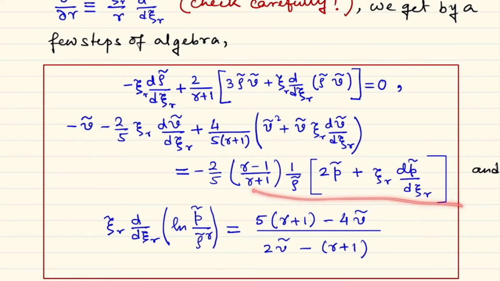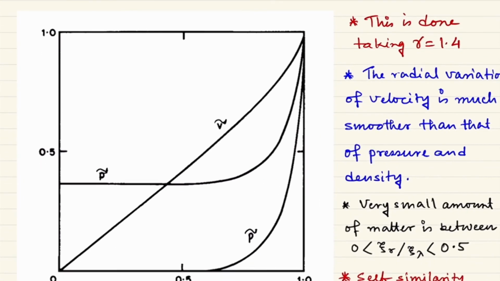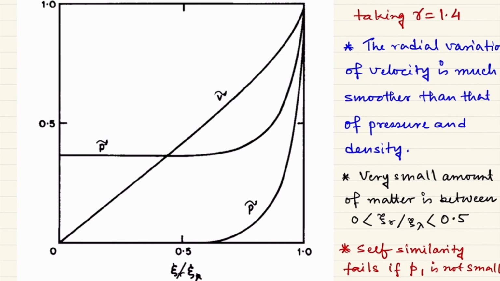The same thing over here, d/d xi r, and all the quantities are tilde variables. Finally, this is true for this one as well. Okay, again d/d xi r. So finally we are convinced that this system is reasonably well approximated by self-similarity, but what does that give to the structure of the system? Can we have some interesting information about the structure of the system?